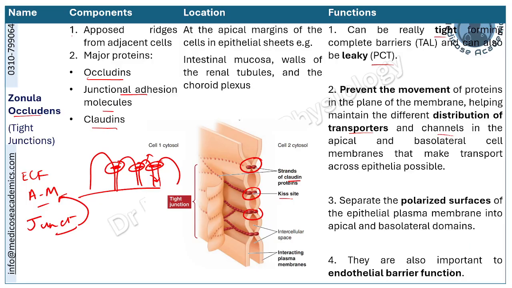They are also important in providing the endothelial barrier function, like in the seminiferous tubules and in the brain. So one function is endothelial barrier function, polarization of the cell, separation of transmembrane proteins, and deciding the leakiness of the epithelial membrane.